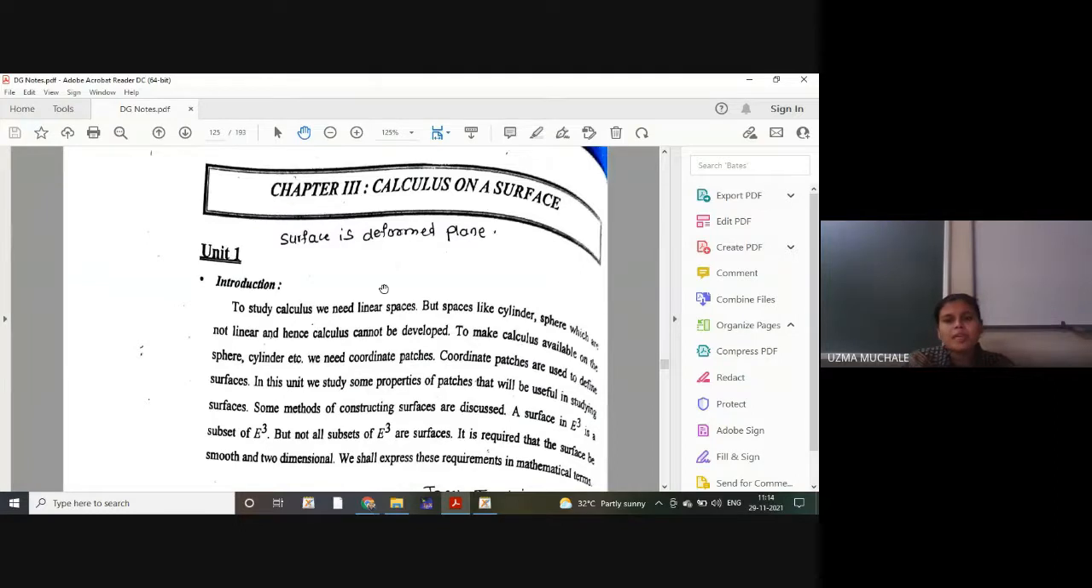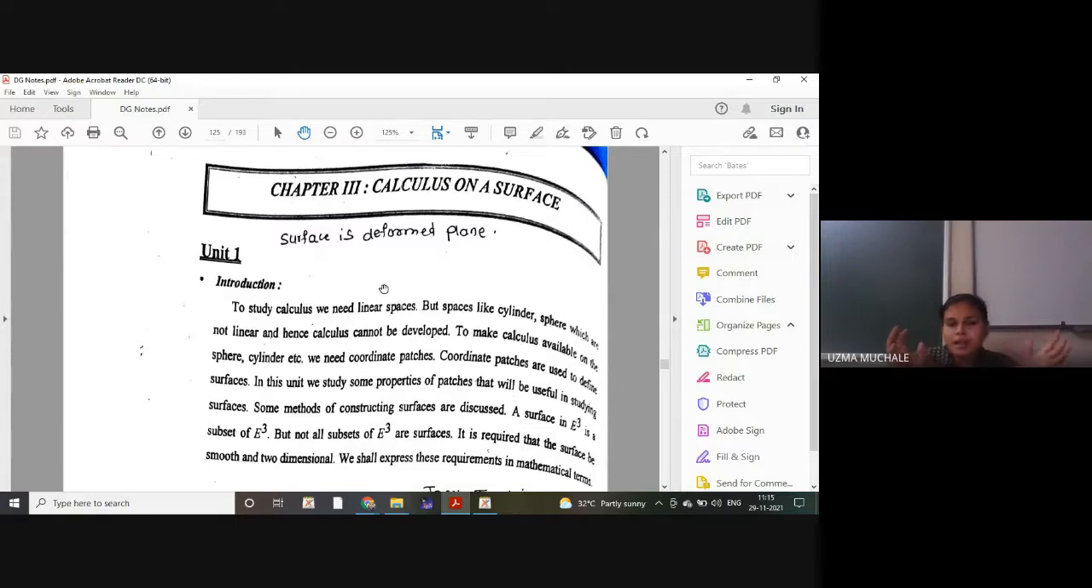Okay, so to make them available for calculus, that means to make a study of all those surfaces like cylinder, sphere, all these objects whatever we want to study, for them we are going to introduce the coordinate patch, and coordinate patches are used to define the surfaces. Just now I told you initially that to define a surface we must know what is a regular map, what is the rank of a matrix, coordinate patch, proper patch. If we know all these definitions, then only we can define the surface. So to make all these objects linear, first we will define coordinate patch, and some methods of constructing a surface are discussed.